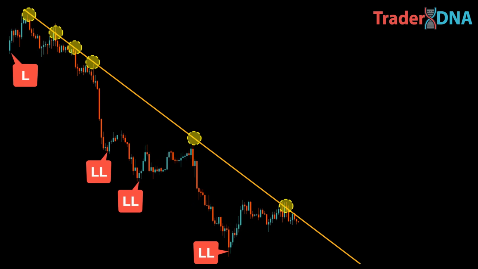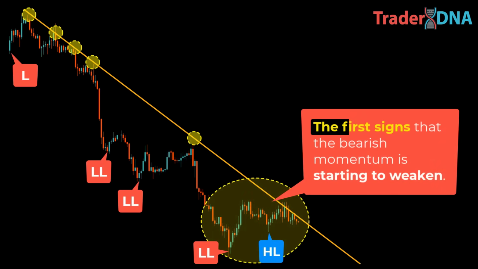Now, pay close attention to what happens next. Initially, the market continues to make lower lows, confirming that sellers are still in control. But suddenly that pattern starts to shift. Instead of forming another lower low, price actually makes a higher low. This subtle change is incredibly important. It's one of the first signs that the bearish momentum is starting to weaken. In other words, the sellers are losing their grip and the buyers are beginning to step in with more strength.